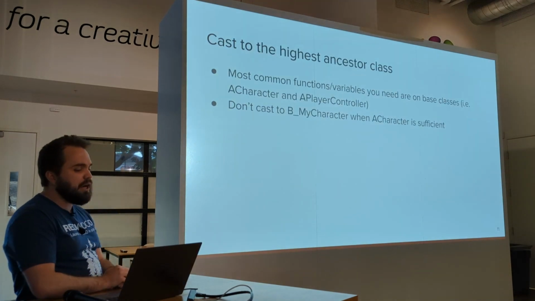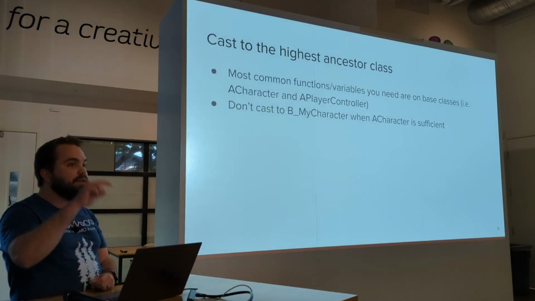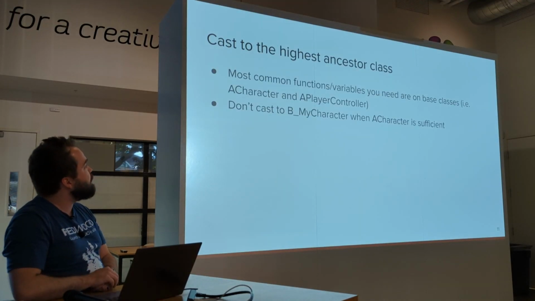So, casting to the highest ancestor class. Let's say you've implemented Be My Character. This is your character that you're loaded into the game. It's got your skeletal mesh and your animation blueprint and a bunch of materials that have really high textures and all these other things defined in the defaults for that character.